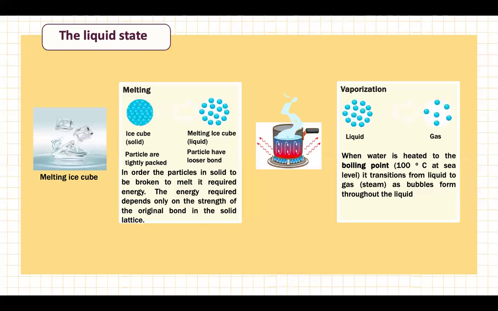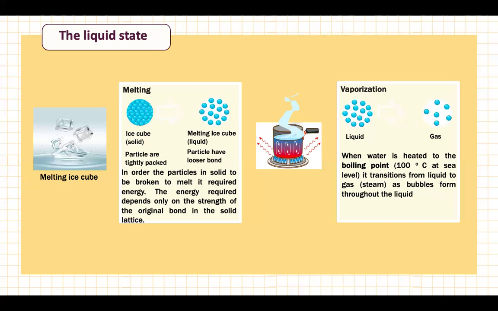The liquid states. Melting. This is the term given to the change of a solid into a liquid. If you think about the bonds between the particles in a solid, these bonds need to be broken in order for the solid to melt. In other words, energy must be supplied. So the particles separate but do not move very far apart. The energy required depends on the strength of the original bonds in the solid lattice. An example is melting an ice cube.